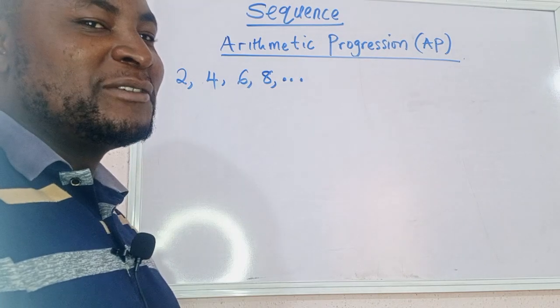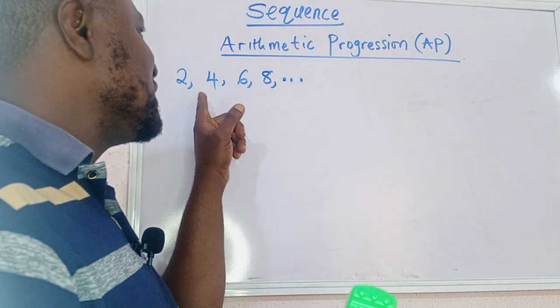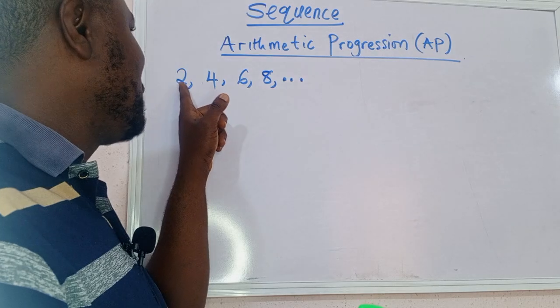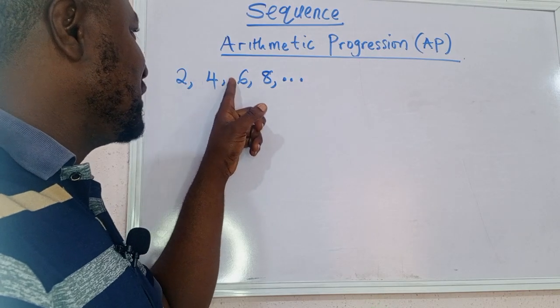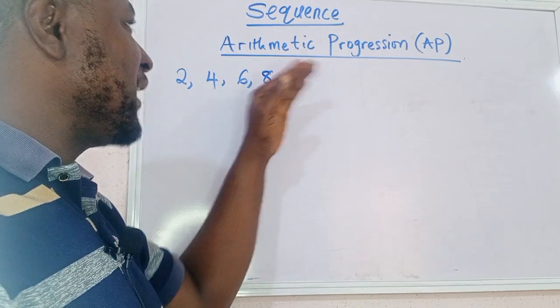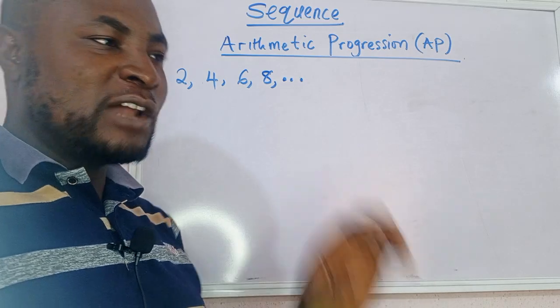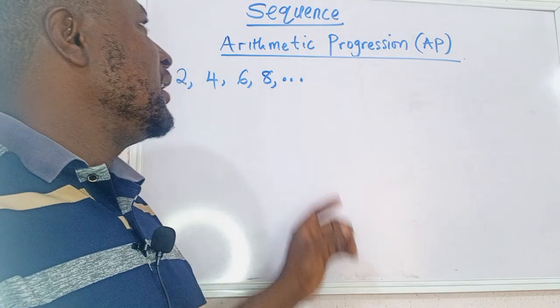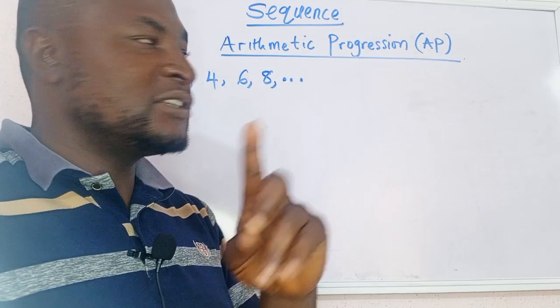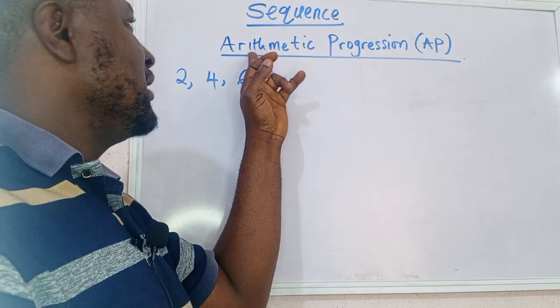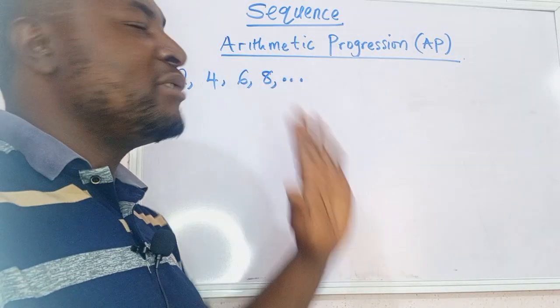Who can tell me the rule? Good. You notice that they are adding 2. 2 plus 2 will give you 4. 4 plus 2 will give you 6. 6 plus 2 will give you 8, and so on and so forth. So out of the sequences, we are going to be considering 2 types, of which I'm going to be looking at one today. It is called the arithmetic progression, AP.